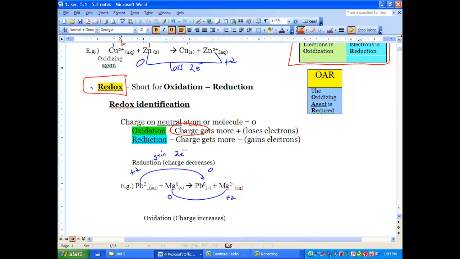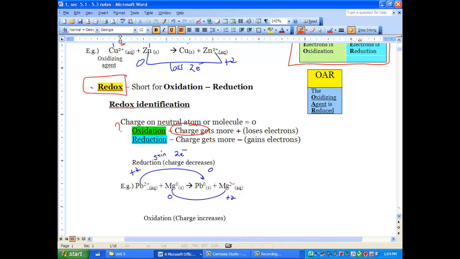But the reduction one makes a lot of sense. If you're getting reduced, you're getting smaller. Think of it that way. Your charge is getting more negative. It's going down. So if your charge is going down, you're getting reduced. So if you can remember that one, then you can remember the oxidation one, which to me has no pattern.